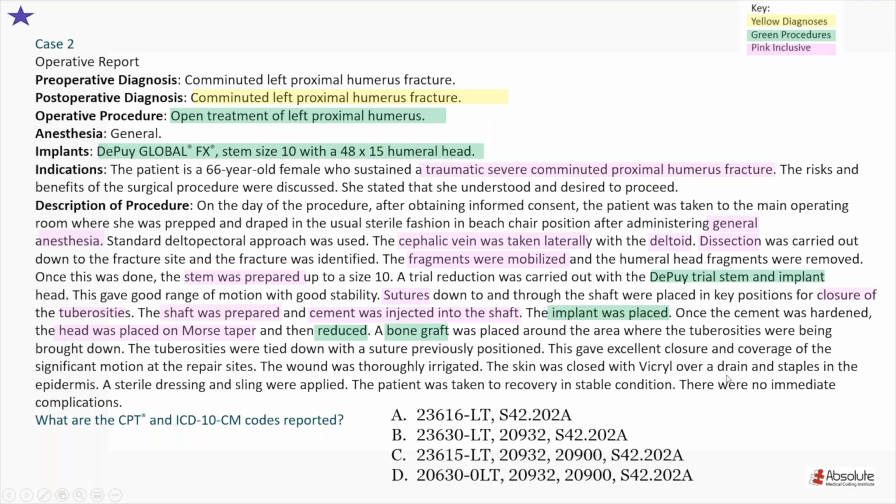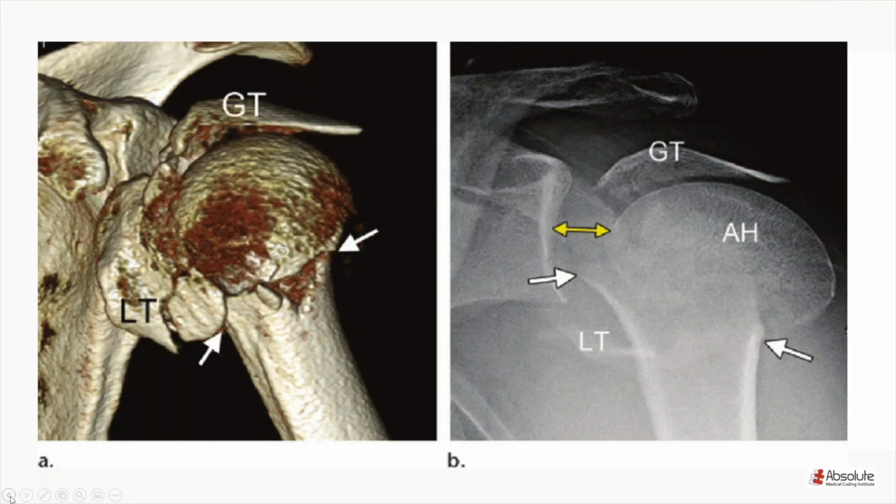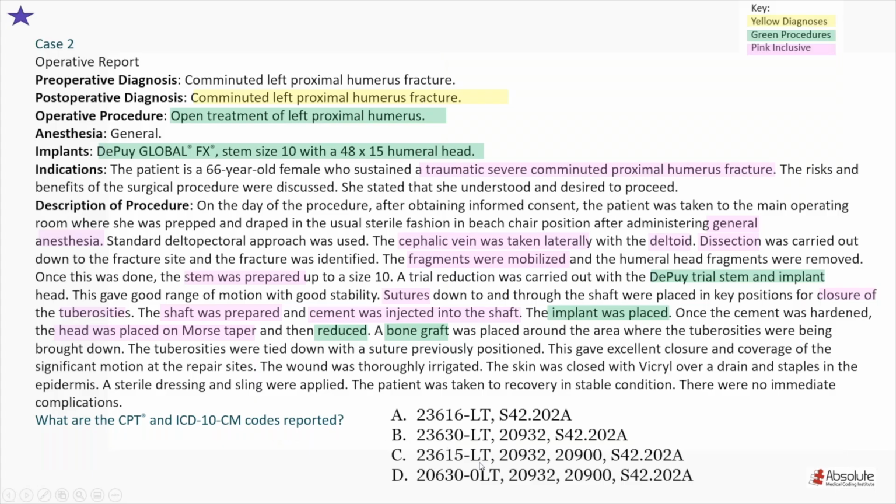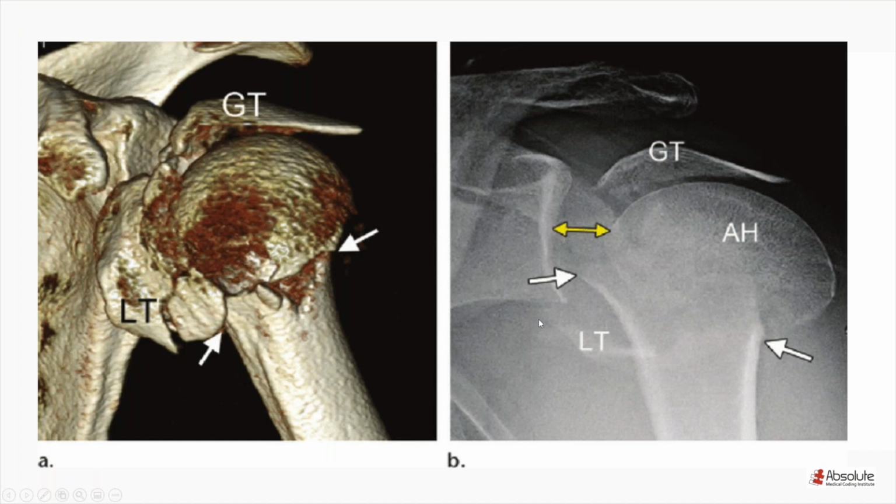And sometimes when you don't know, you just don't know. So you do the best that you can. So I'm seeing these greens and I see that we have an implant. I also see reduction. I also see bone grafts. Do I have to code them all? Well, first, let's take a look at what happened.